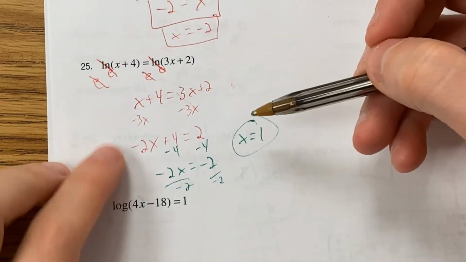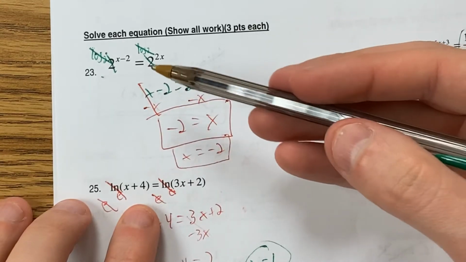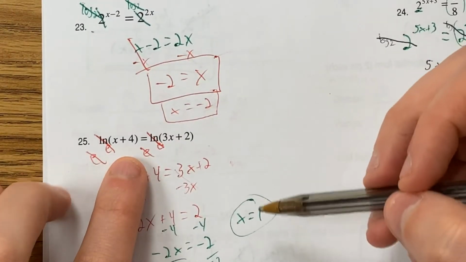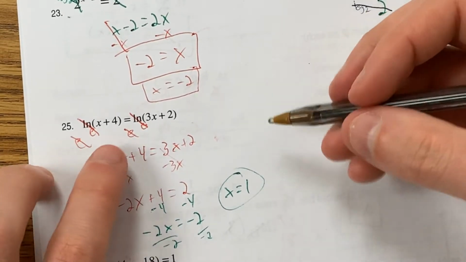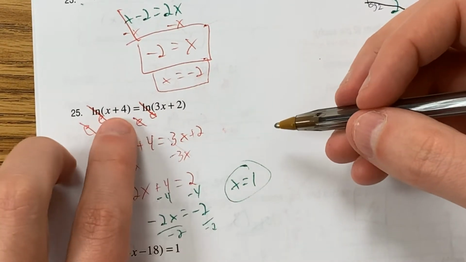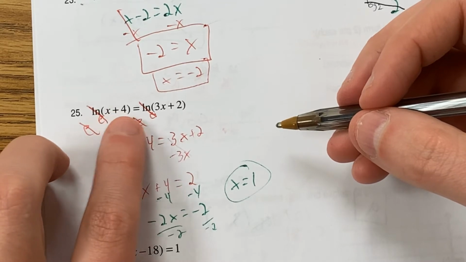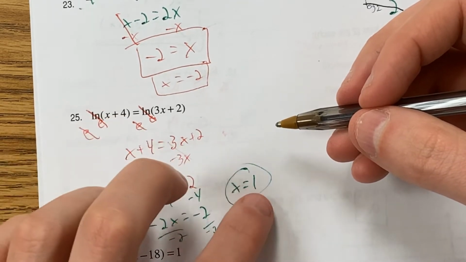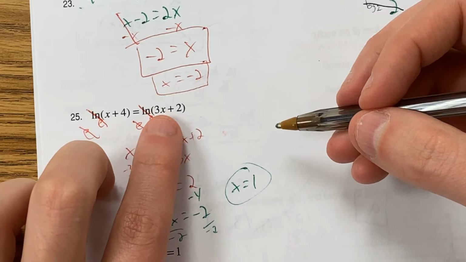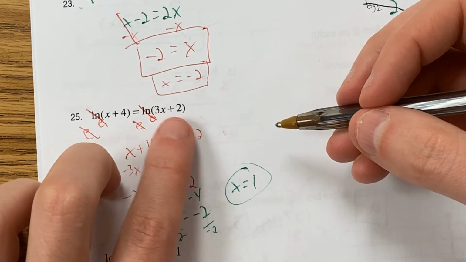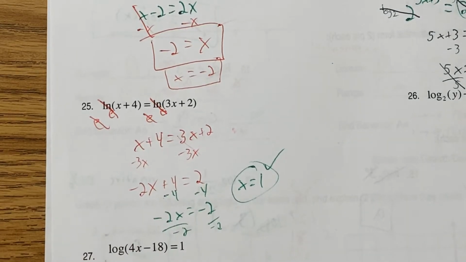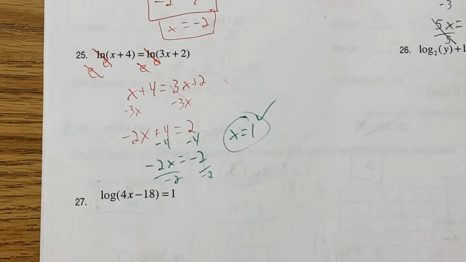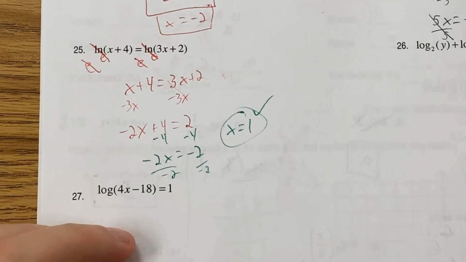Quick thing though, with log questions, like these two did not have a log, but with log questions, you do have to check the answer because you cannot take the log of negative numbers. So like if I plug in 1, this would be 5. And 5 is positive, so it's fine. If I plug in 1, 3 times 1 plus 2 is once again a positive number. So this checks out. You don't have to really check to make sure the numbers match. You just have to double check that it's going to be positive. Otherwise, it'll always work out for these ones.